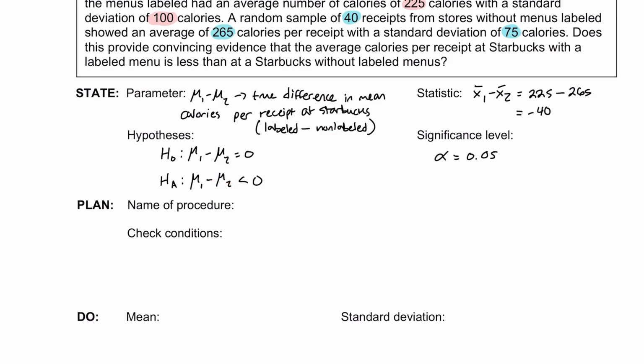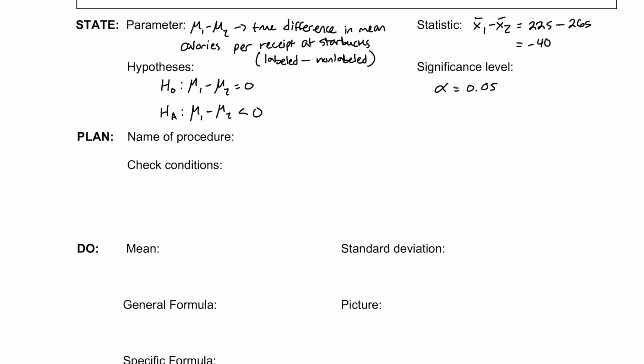Then we move on to the planning step. So the name of this procedure, I think at this point you should be pretty comfortable naming. This is a two-sample t-test for mu1 minus mu2. So whatever parameter you put here should be the same as right here. And then our conditions, we always check the same three. So there's the random condition. And these are the same as if we were doing a confidence interval. So we check the 10% condition and we check the normal condition.